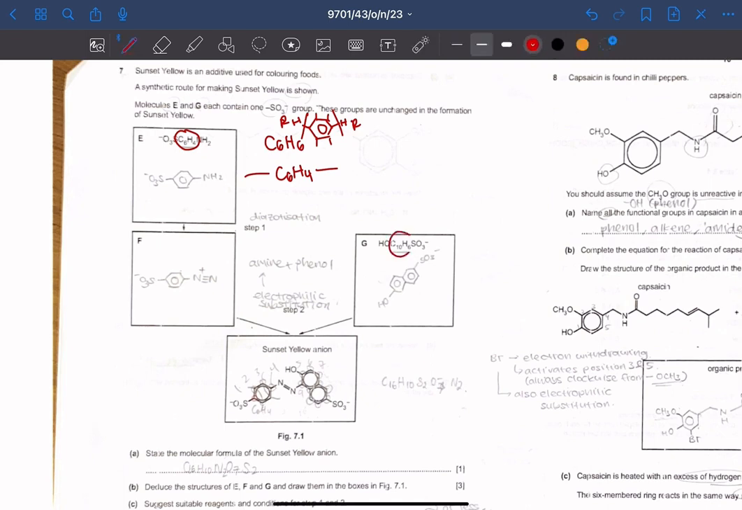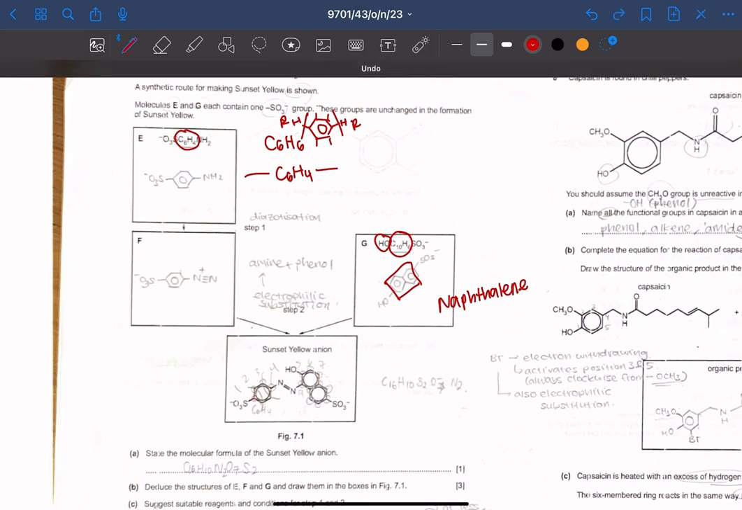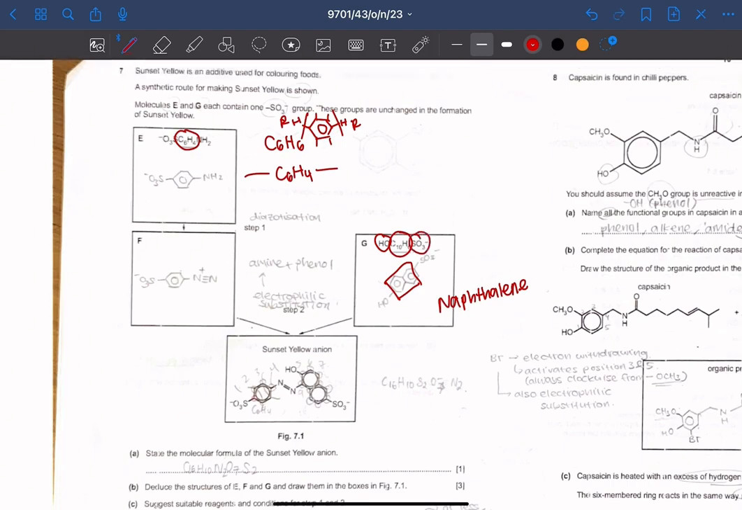G is C10H6. We know that it is this structure, which is actually called naphthalene. And naphthalene actually consists of 2 benzene rings that are fused together. And again, because it loses 2 H atoms, it's bonded one side with OH, one side with SO3 minus. And so it forms sunset yellow anion. And from this, we know that this compound is formed, and the rest of the compound is formed from here.